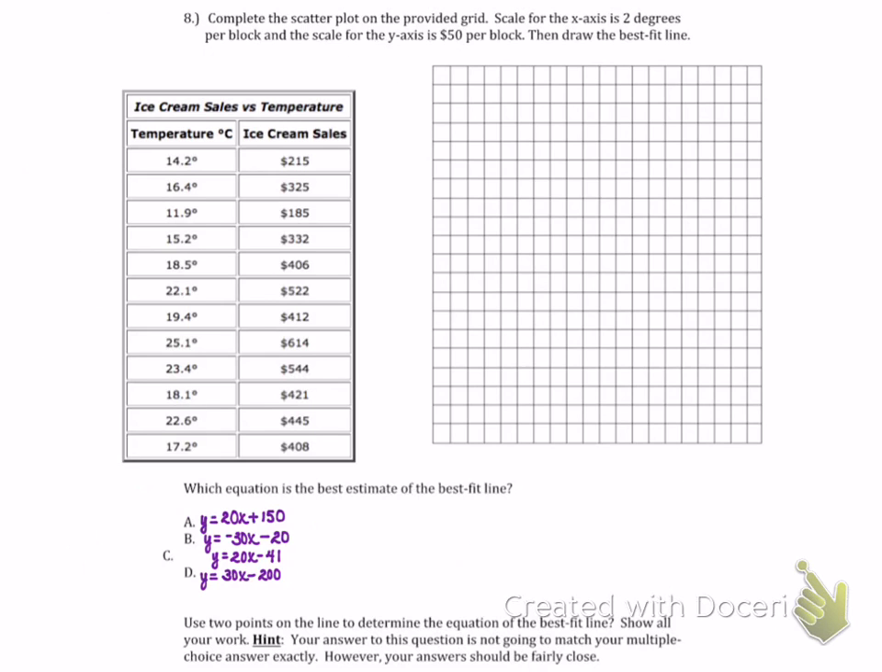On the next example, what we want to do is design a scatter plot based on the data for ice cream versus temperature. And they tell you that the x-axis should be 2 degrees per block. So that means temperature is going to be along the x-axis. So you're going to want to draw in your axes. And we're going to need a label. This is temperature, in degrees Celsius. And then our y-axis will be ice cream sales in dollars.